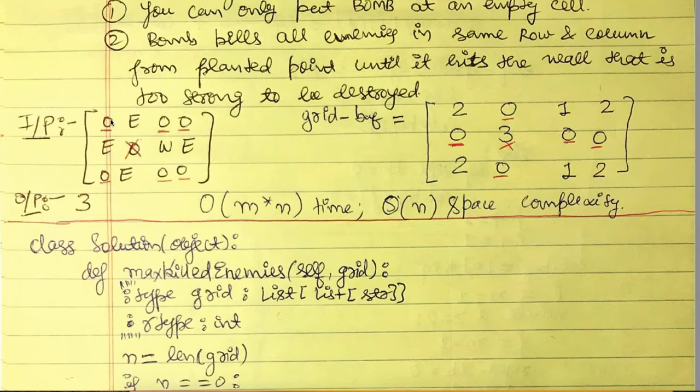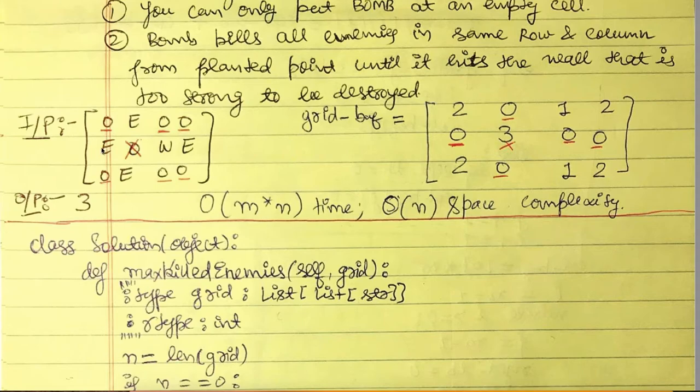Now for all the zeros in the original grid, we can put a bomb. So let's say I put a bomb here in the first row, first column, and now there is one enemy in the column, one in the row. So total that can be destroyed is 2. Similarly, if I keep it here, I have just 1 in the row and nothing in the column because there is a wall. So it's 1. And if I keep a bomb here, 1 in the row and 1 in the column becomes 2. Similarly, if I keep it here, 2 in the column and 1 in the row, because this will be destroyed but not after the wall, because the wall is strong enough.